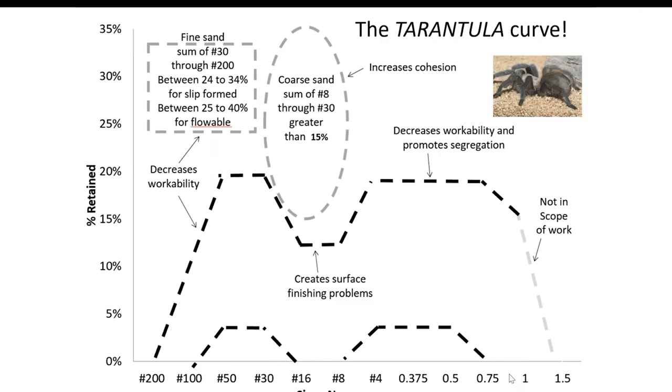Now, how does the tarantula curve work? Well, this is your sieve number down here. These are your smaller sieves. These are your larger sieves. And this is the amount retained on those sieves. So when this is low, there's not very much there. When this is high, there's a lot there. And this curve actually tells you what's going to happen at each one of these boundaries. If you go over this boundary, it tells you what's going to happen. You have finishability problems here, workability problems here.